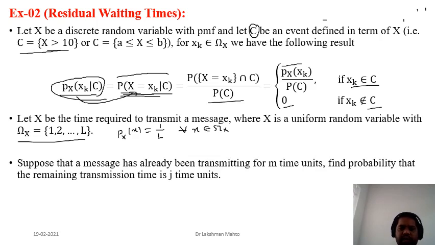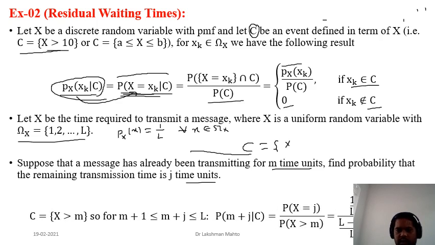Now the question is: suppose that a message has already been transmitted for m time units. This is the partial given information. C is saying that the message has been transmitted till m time. Find the probability that the remaining transmission time is j time units. So you know about C, which is like this way, X greater than m.